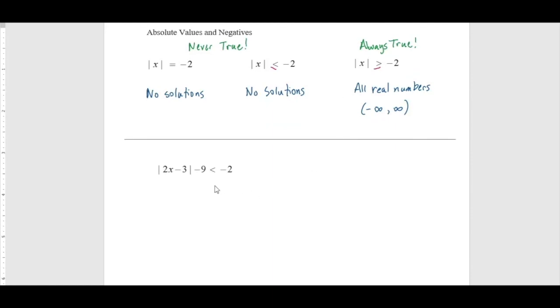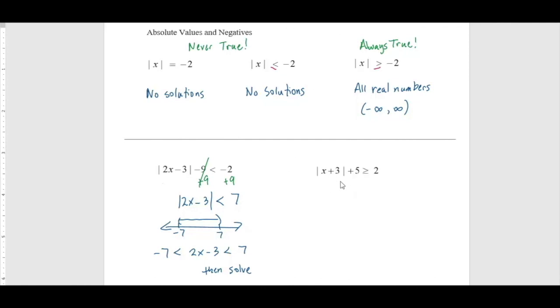For example, here we have an absolute value with a less than negative 2, but this is not in standard form. And this is not saying that the absolute value is less than negative 2. It's saying that the absolute value minus 9 is less than negative 2. So our first step is always to rewrite this in standard form. In standard form, we do not have that the absolute value is less than a negative number. So in this case, we would be able to set up our two inequalities and solve using the template that we use for all absolute value less than a positive number.